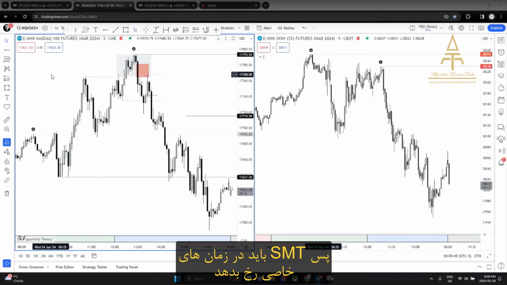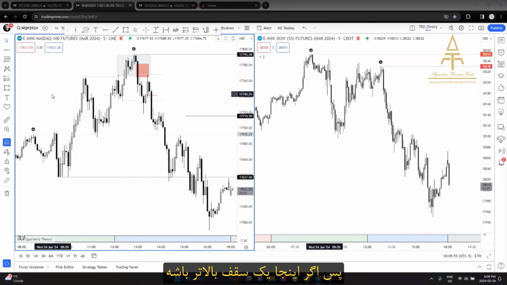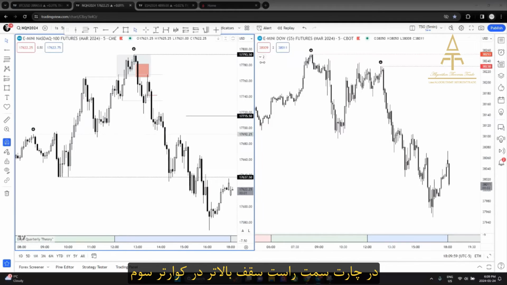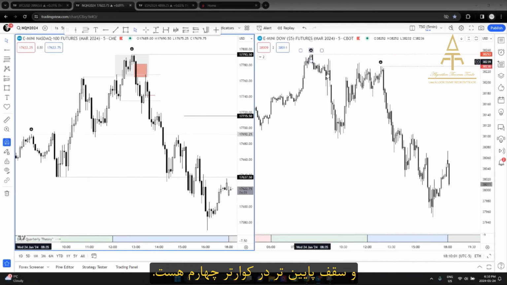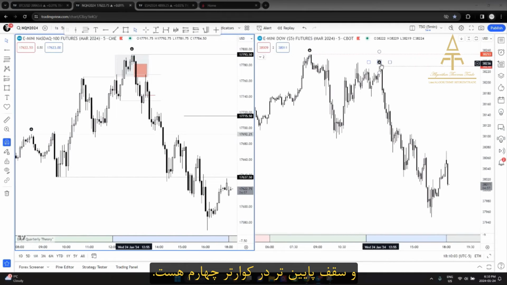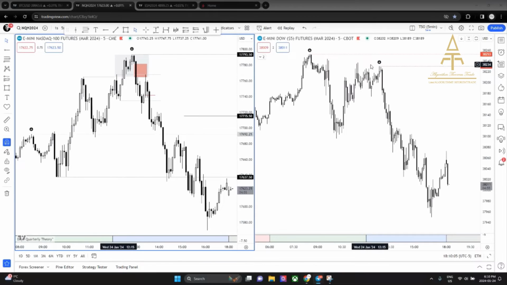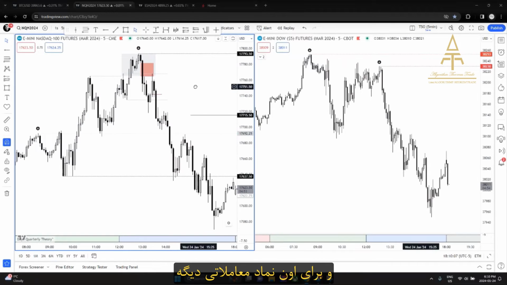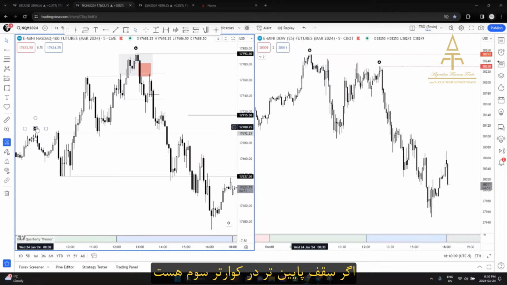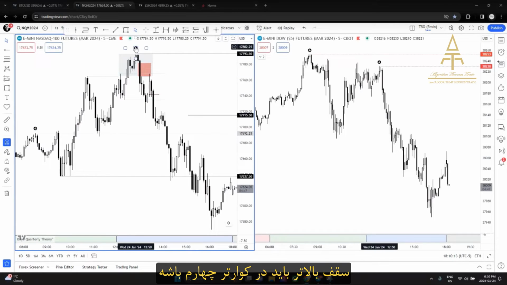So SMT must happen during specific times. If there's a higher high, the higher high is in Q3, the lower high should be in Q4. And for the other asset class, if the lower high is in Q3, the higher high should be in Q4.